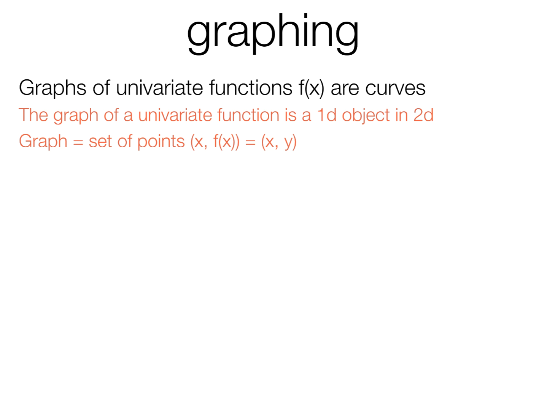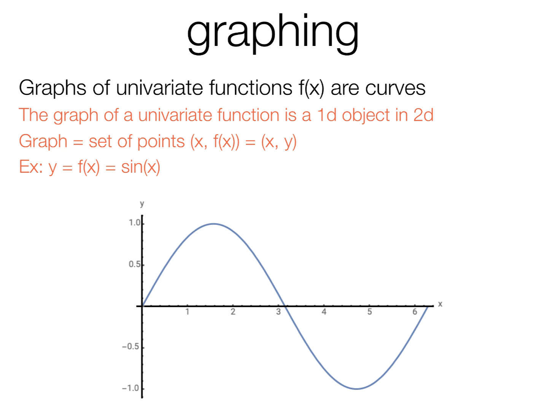More formally, the graph of a function is the set of points x, f of x. In this case, it's a univariate function, so there's one x, and f of x is y, so this is just a whole bunch of points in the plane. As an example, consider the function y equals f of x equals the sine of x plotted between 0 and 2 pi. That is the curve that looks like this. Every point on that curve is one of these pairs x, f of x for some x.